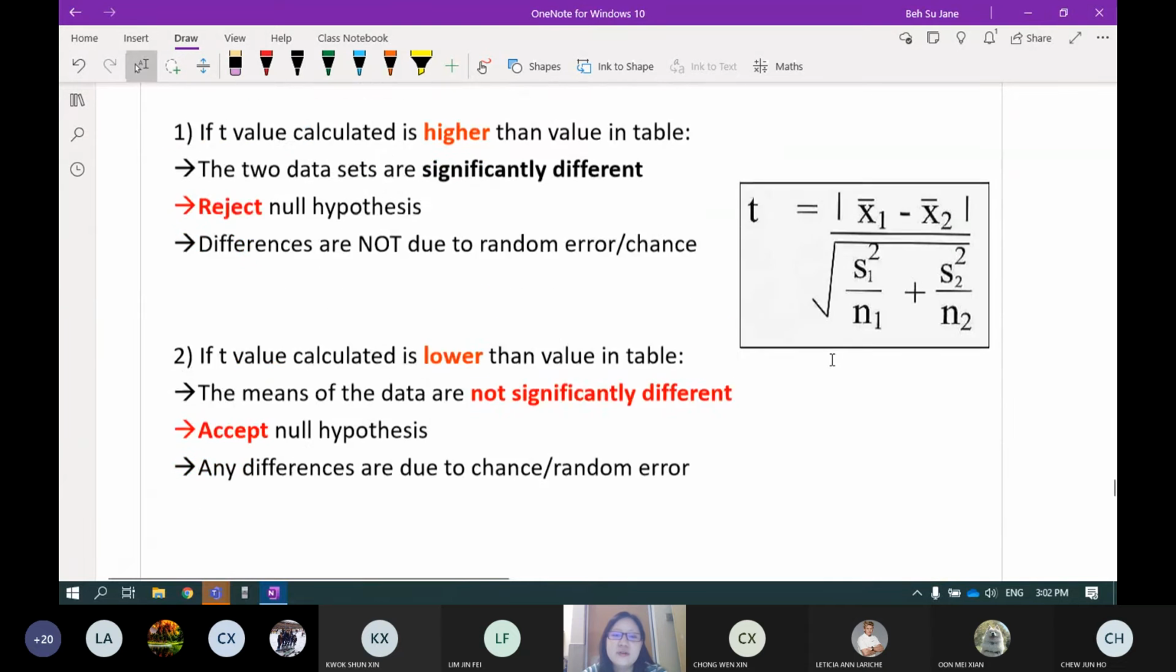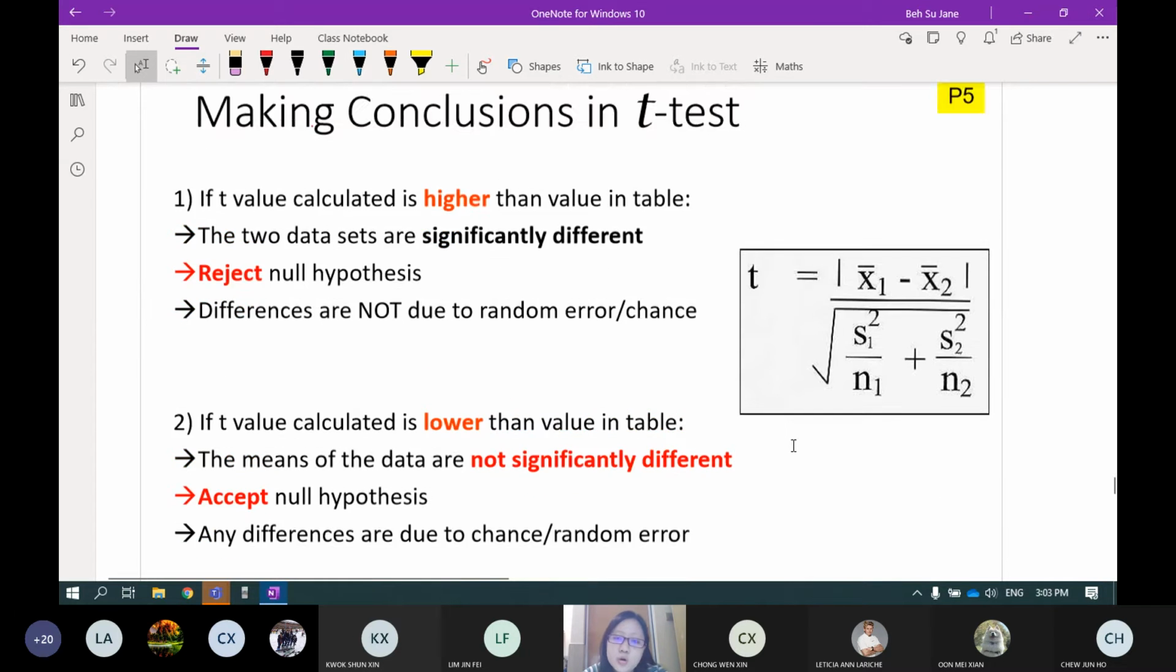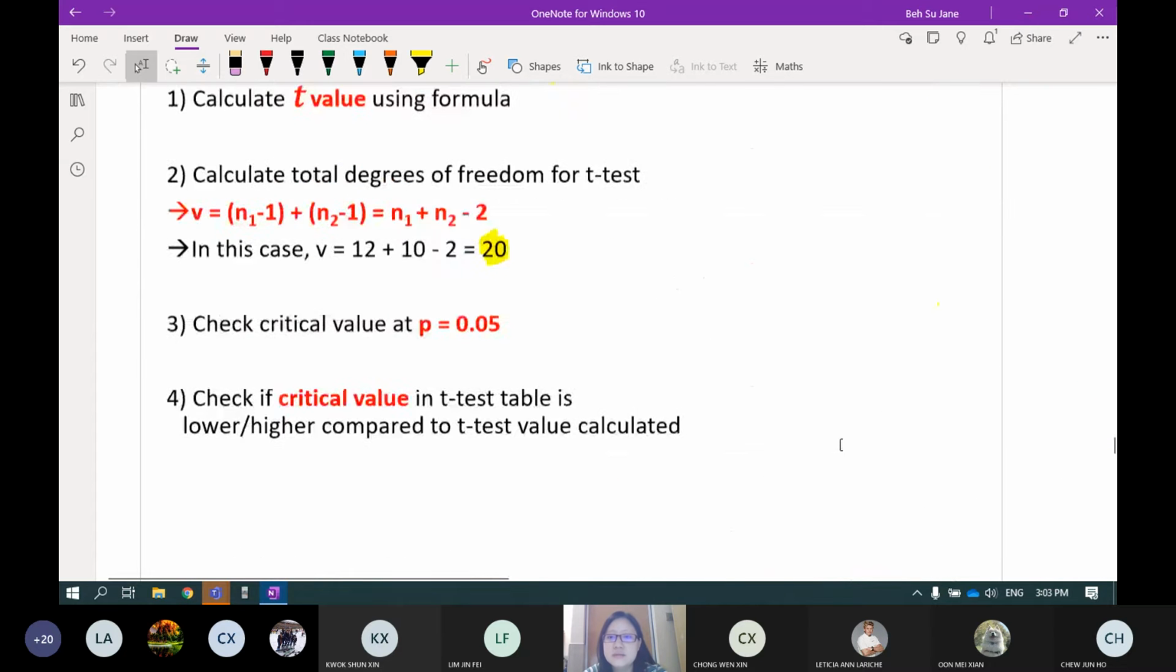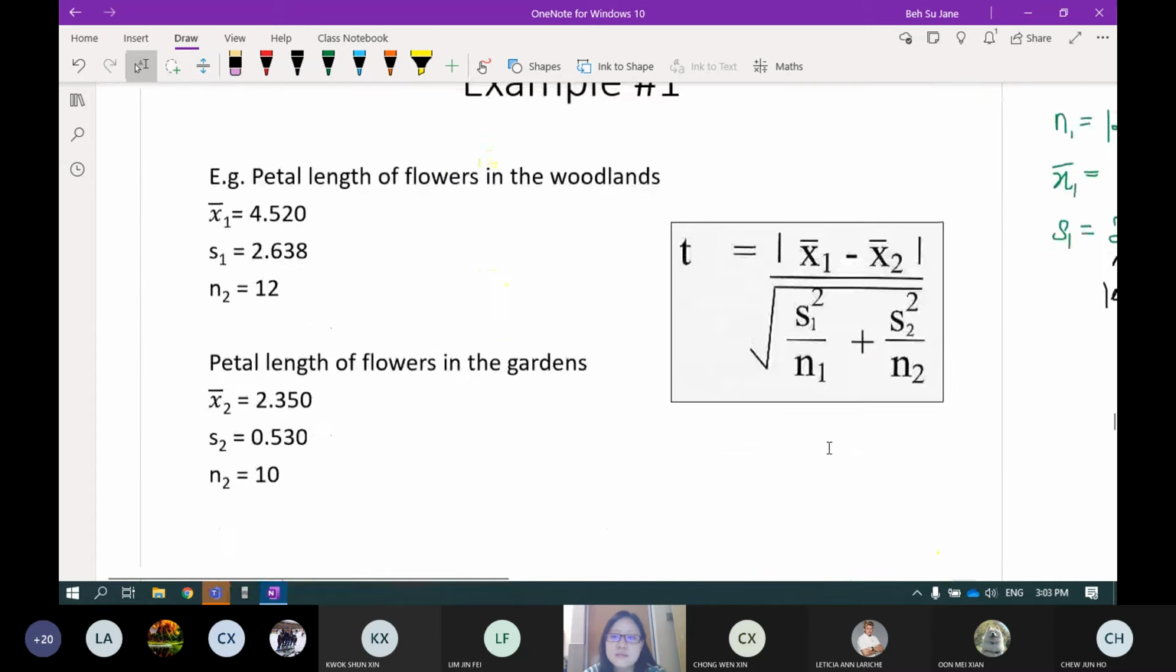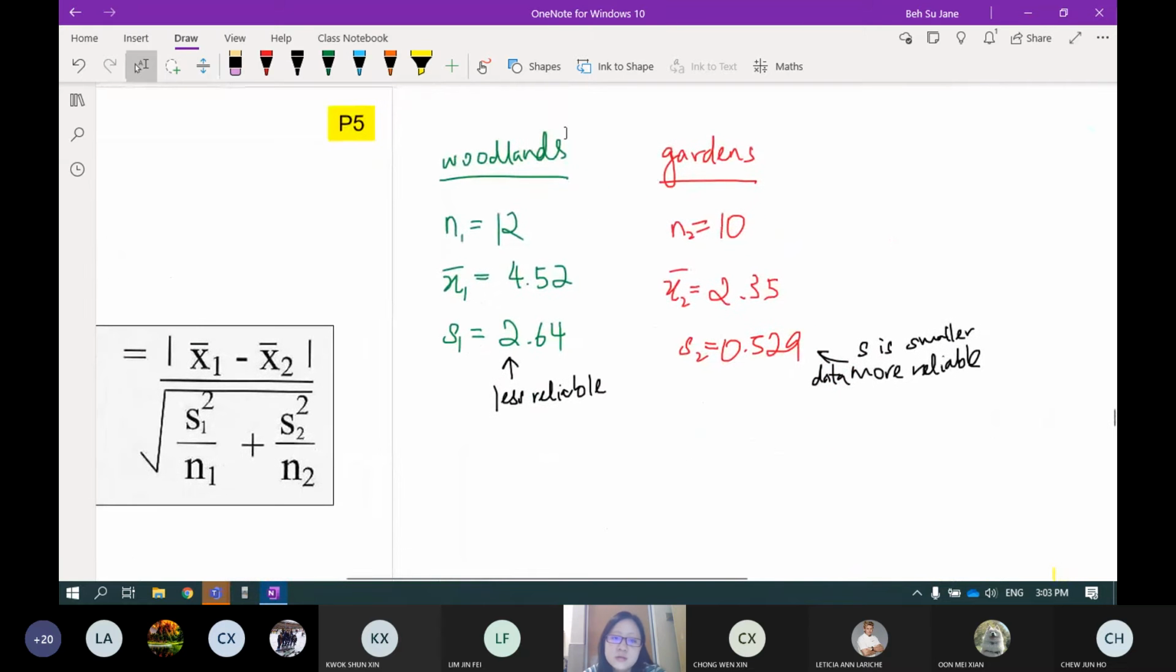And then, of course, the reverse of this explanation is true as well. So if the t-value is lower than the value in the table, aka the critical value, this means that the data is not significantly different and you should accept the null hypothesis. Any differences are due to chance or random error. In this case, in the context of our petal length example, we can conclude that the petal length of flowers in the woodlands is significantly different from the gardens.